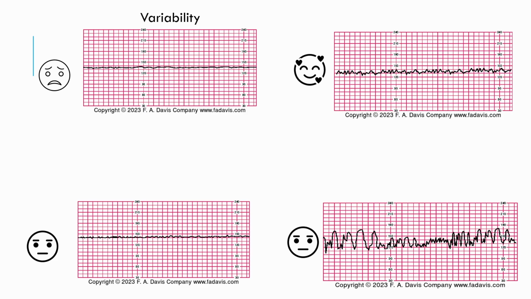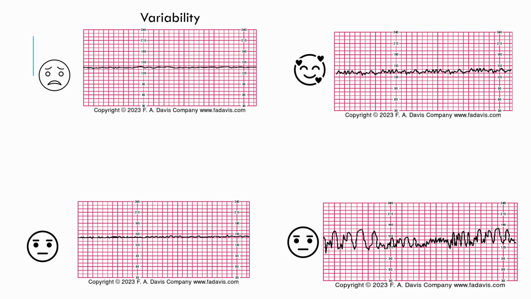So the top left, you'll see there's really no change from one heartbeat to the next. It's like a straight line, correct? That would be absent variability. The one below it, in the bottom left corner, you can see there's a little bit of change from one heartbeat to the next, but it's not a lot. It'd be less than 5, so that's minimal.